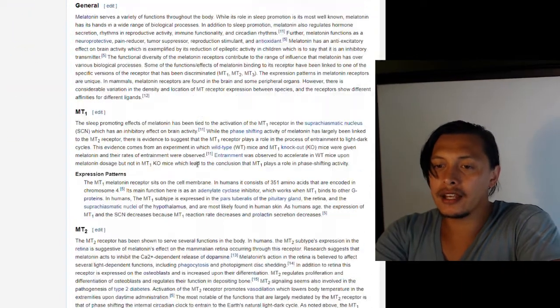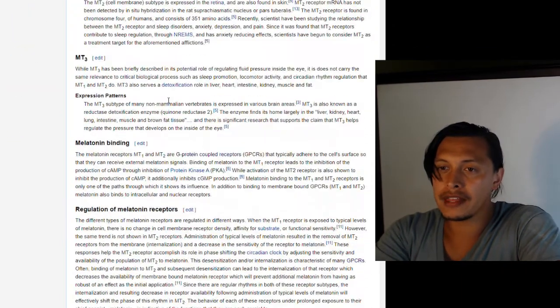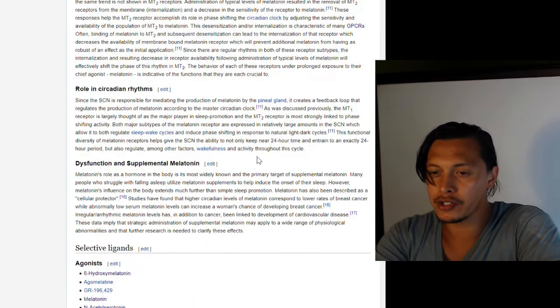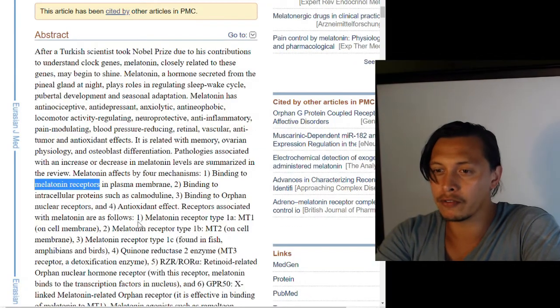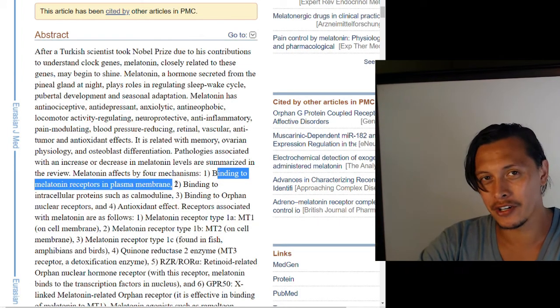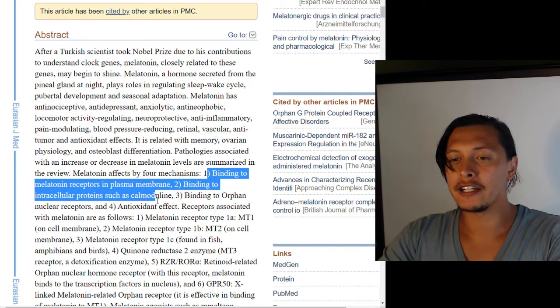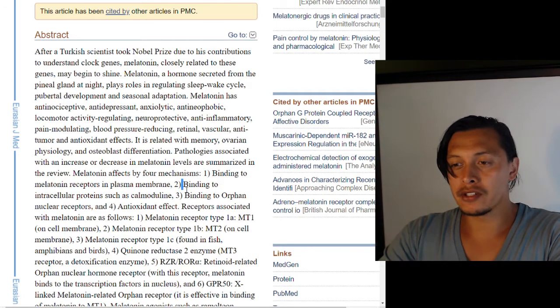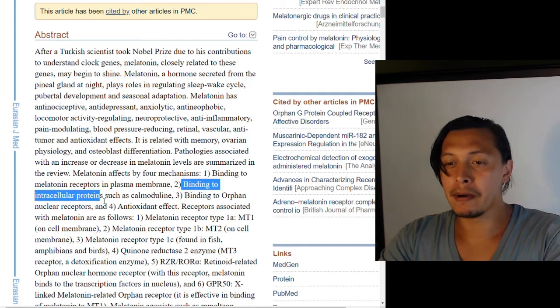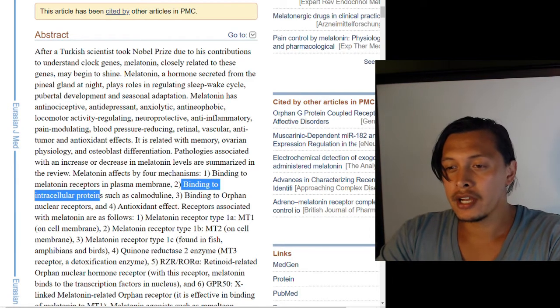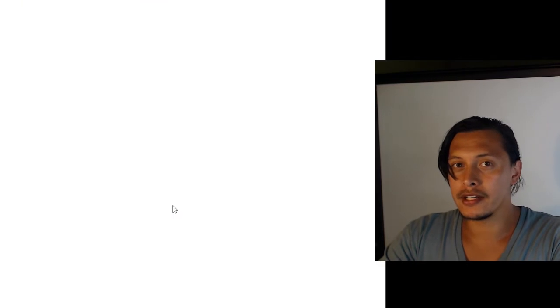So I think this should be sufficient, because if we don't keep on going, we will be here forever. So that is the first way that melatonin exerts its effects, by binding to the melatonin receptors in the plasma membrane. Another way that melatonin can work its effects is by binding to intracellular proteins, such as Calmodulin. So what is Calmodulin?